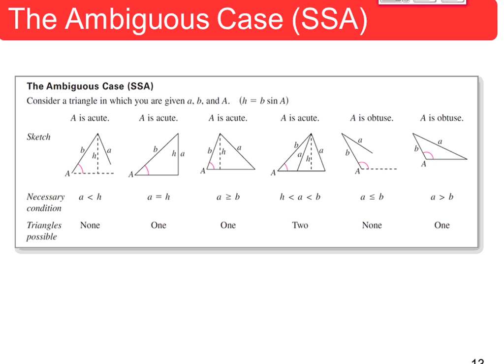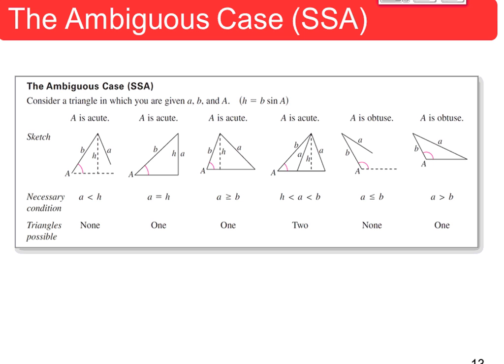The first four cases are when A is an acute angle, and it might be that a is not long enough, or it might be that a and h are equal to each other. That's going to be a right triangle. That A is acute here, and there's one triangle. That A is acute, and that swing leg goes back and forth, so you get two. If A is obtuse, you might have no triangle, or you might have one triangle.